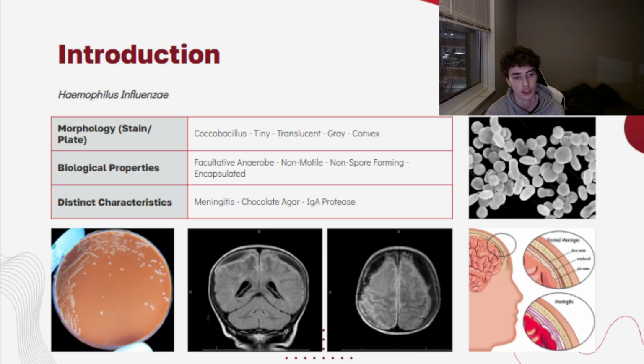A next distinct characteristic is the fact that it produces IgA protease. IgA protease is an enzyme that breaks down IgA antibodies, specifically secretory IgA antibodies. So this obviously makes it very pathogenic and virulent. That's why I like to highlight this. But it'll break down any of those antibodies secreted from your tears, your mucous membranes, or your saliva.